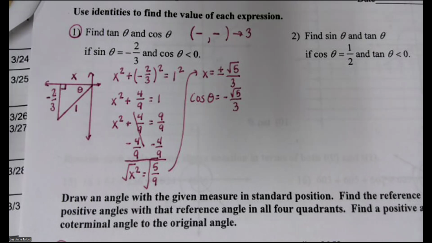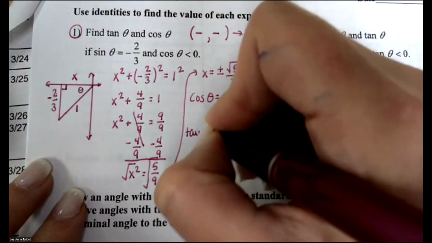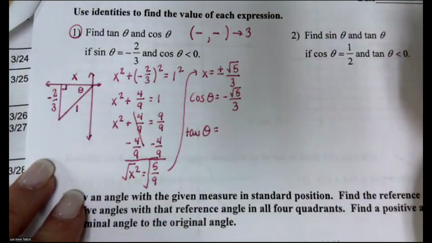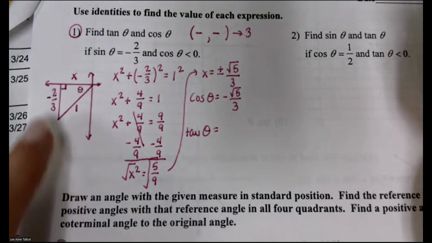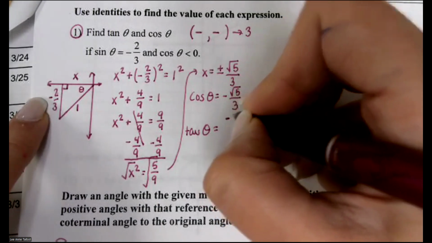You sure? Okay, now we're going to do tangent. Tan is y over x. Y is right here.